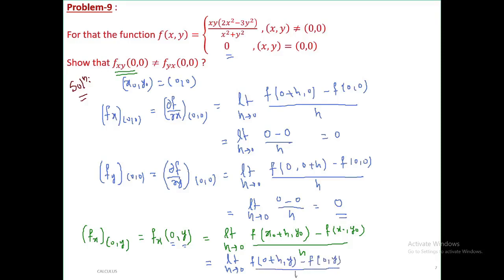That means this value we need to compute. That means f at h comma y and f at 0 comma y. So first function is f of x comma y equals x y into (2x square minus 3y square) upon (x square plus y square), when (x, y) is not equal to origin. If it is equal to origin, it is 0. So this is f of x comma y. Then in this you have to substitute all these things. Okay. So let me continue this. Simplify that. So limit h tends to 0, which is reaching to origin. Okay. And what do you get? f of 0 plus h is h comma y, minus f of 0 comma y, whole upon h.